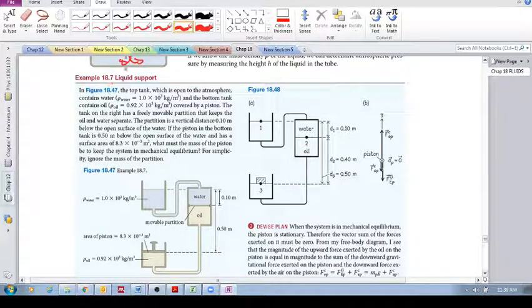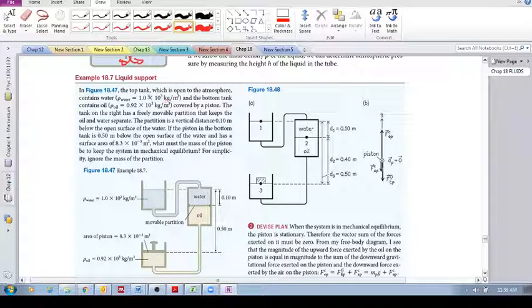Okay, example 18.7, liquid support. So we've got this setup over here. It looks a lot more complicated than it is. Very simple to answer this question. Okay, so what is the question?